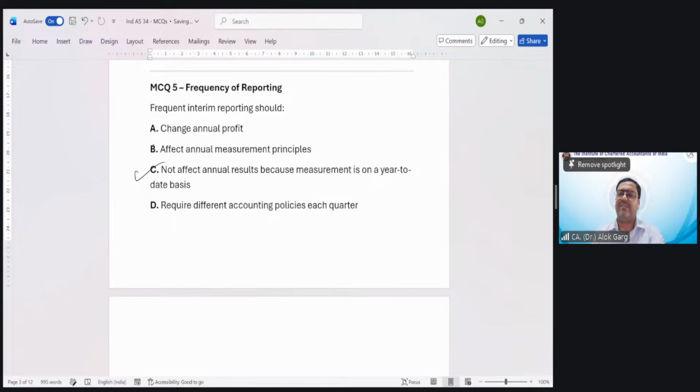Any problem in these last 5 questions? Have you found these 5 questions to be some sort of revision of Ind AS 34 concepts? Yes or no? If you find it useful, I'll go with other questions. Otherwise, I'll stop here. Okay. Let's go to question number 6.